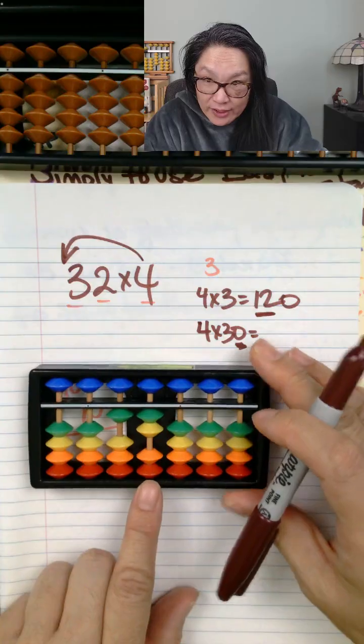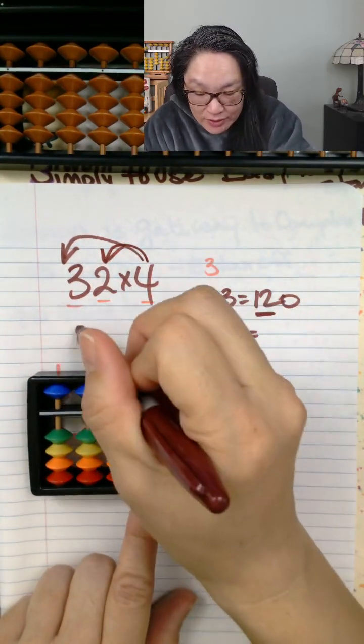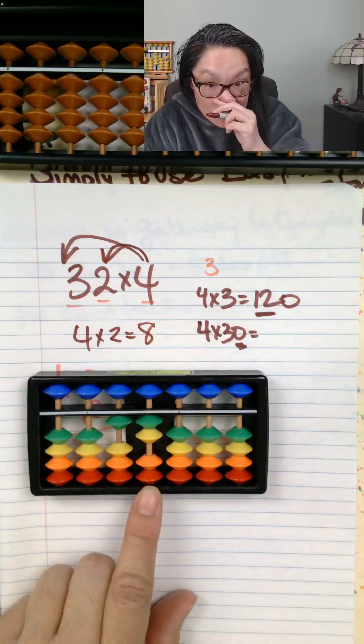So now I'm here. I'm going to keep my finger here, and now I'm going to do 4 times 2. 4 times 2 is 8. Right? Oh, thank you, Ravens. This is cool.